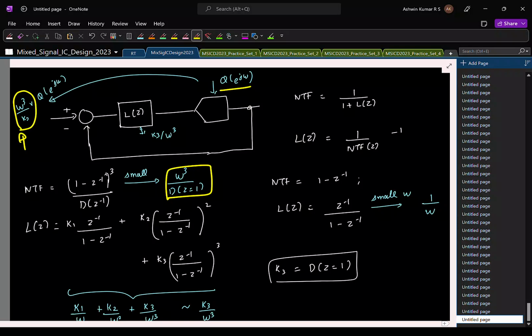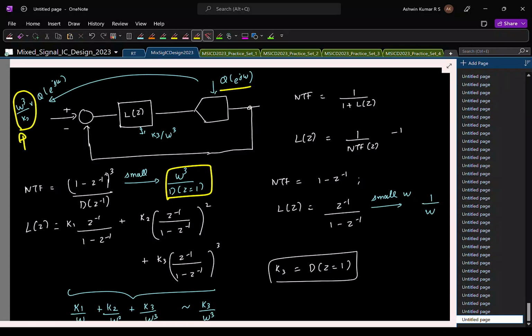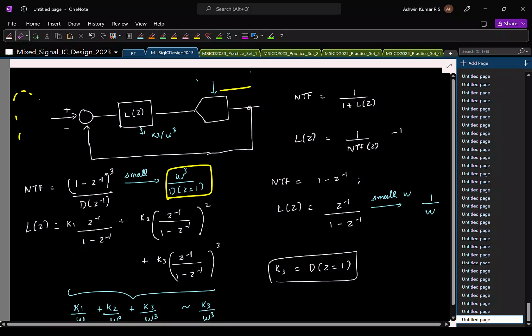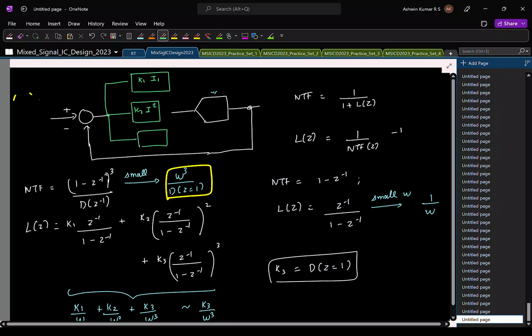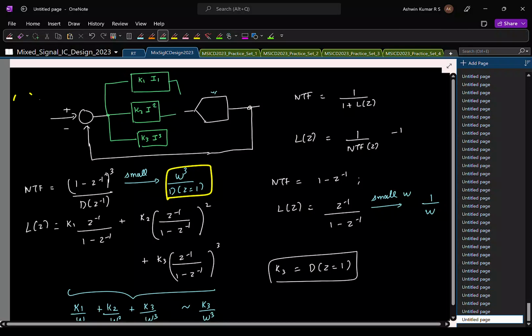So that probably should make you ask this question. If not, I will ask it myself. Here, if you look at it, my loop filter comprises 3 parts. So I'll redraw it slightly to show the 3 parts explicitly. Let us say this is K1 times 1 integrator, this is K2 times 2 integrators, and K3 times 3 integrators, and everything is summed up here, right?